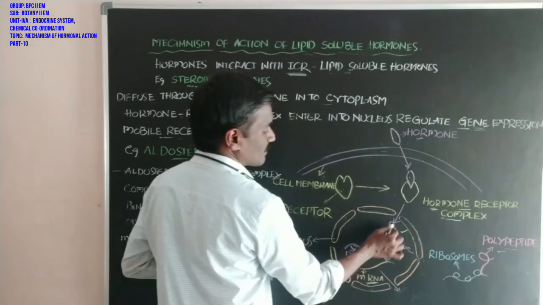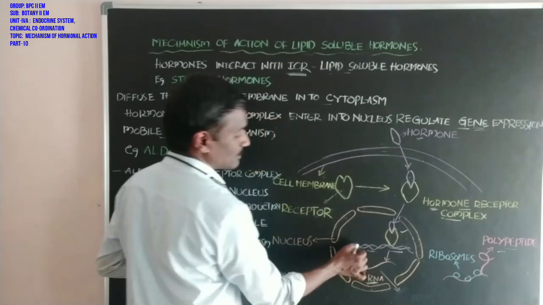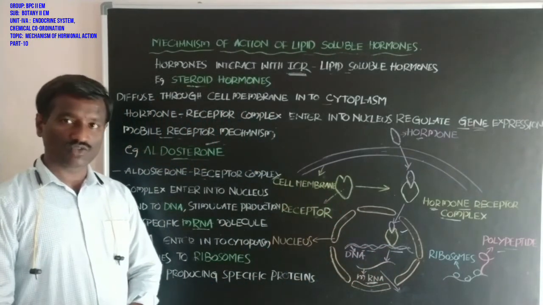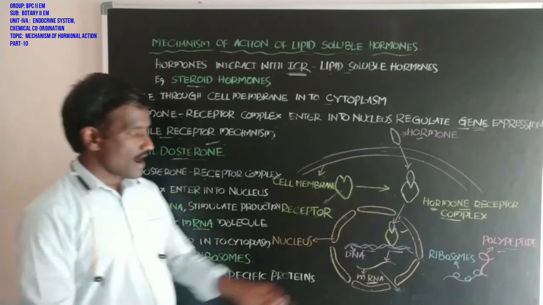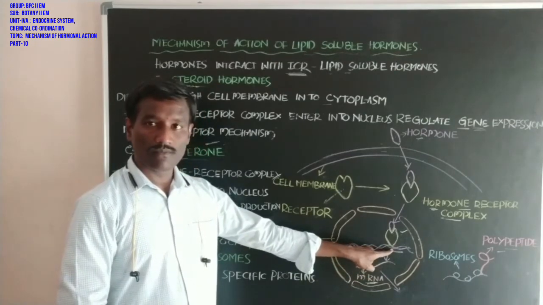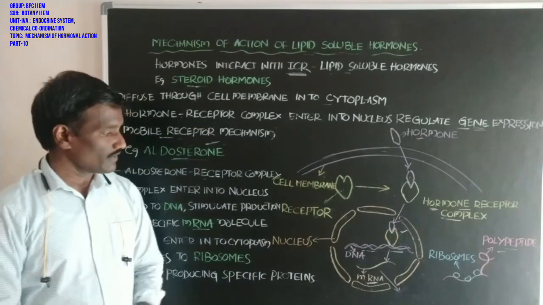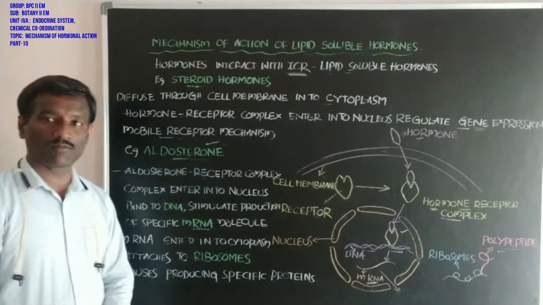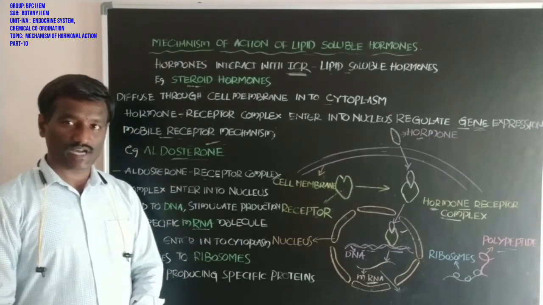The hormone receptor complex enters into the nucleus from the cytoplasm. The hormone receptor complex attaches to the DNA molecule, the DNA strand in the nucleus, and by stimulation of the hormone receptor complex, the DNA molecule produces mRNA, messenger RNA.